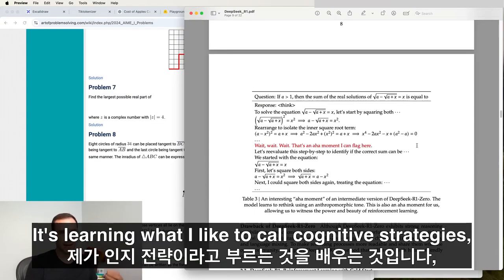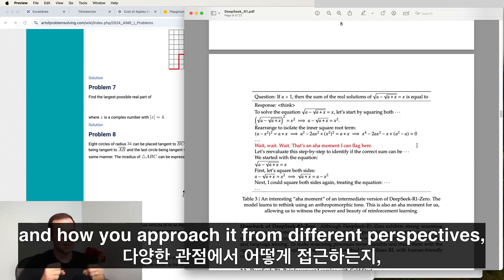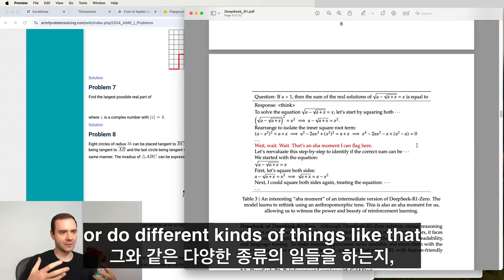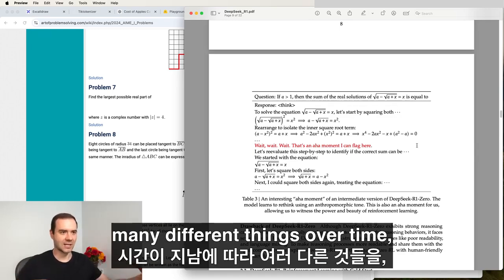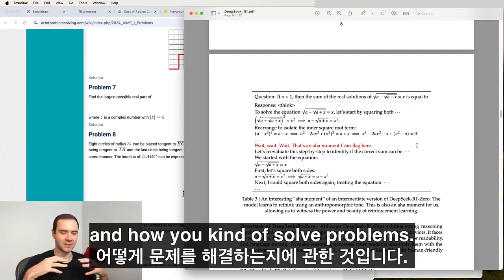It's learning what I like to call cognitive strategies of how you manipulate a problem and how you approach it from different perspectives, how you pull in some analogies or do different kinds of things like that, and how you try out many different things over time, check a result from different perspectives, and how you solve problems. But here it's kind of discovered by the RL.